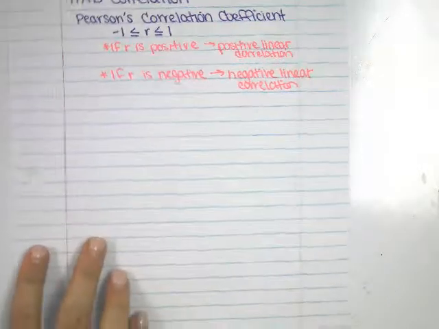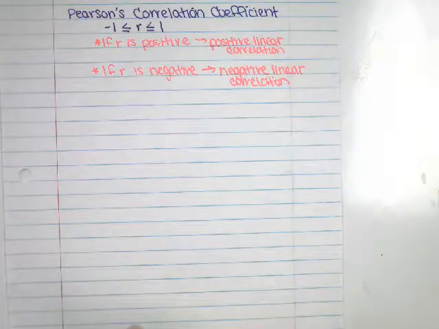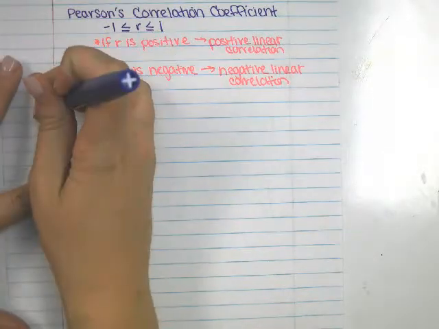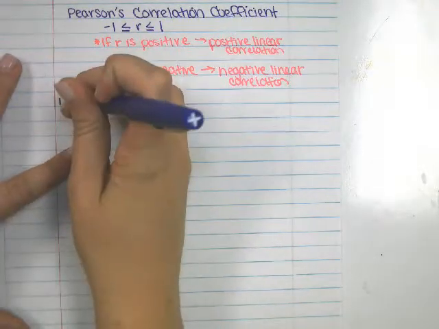Okay, so we're going to find out how to find this value from a graphing calculator. So I'm going to pull a question from the textbook. And let's see, example. They give a list of students.